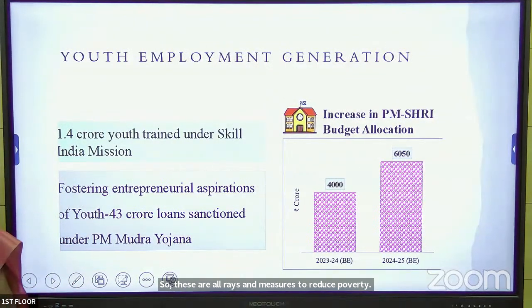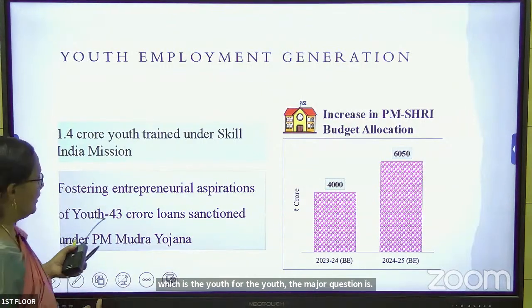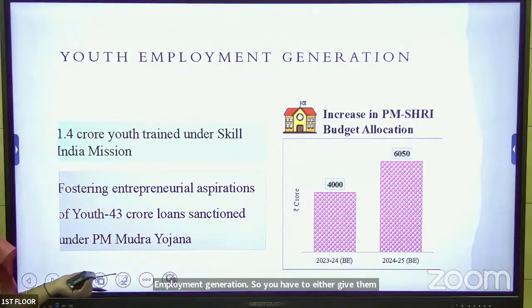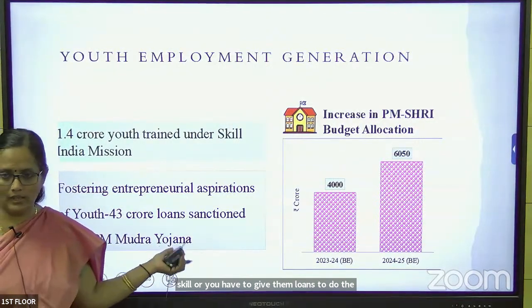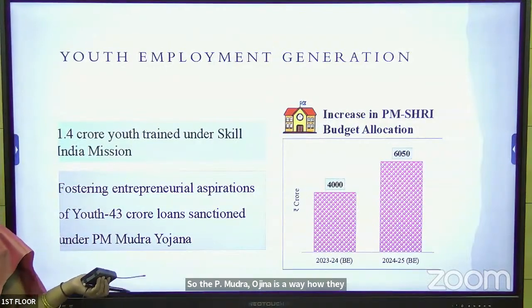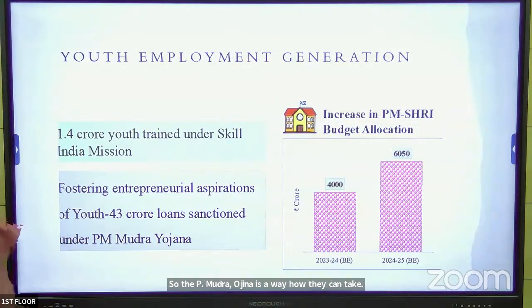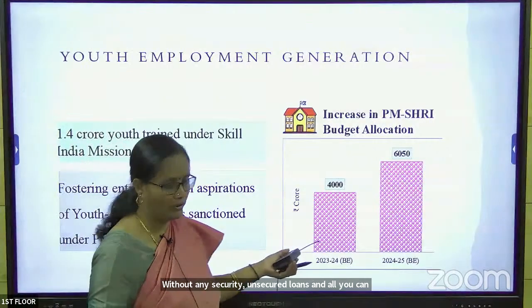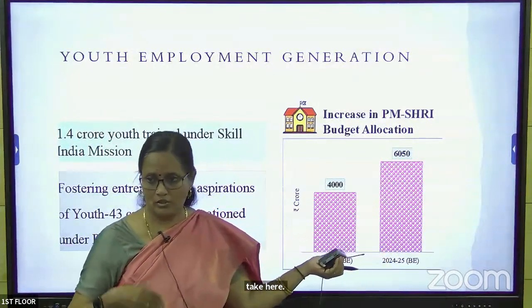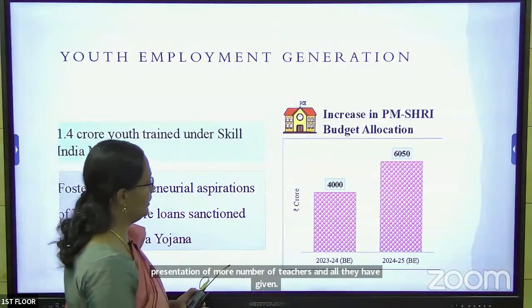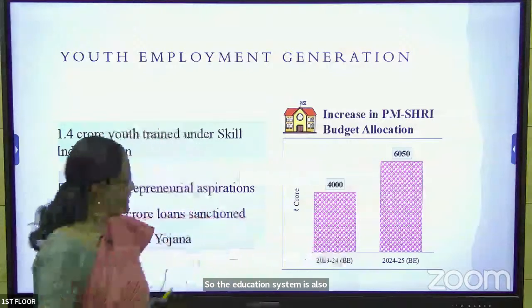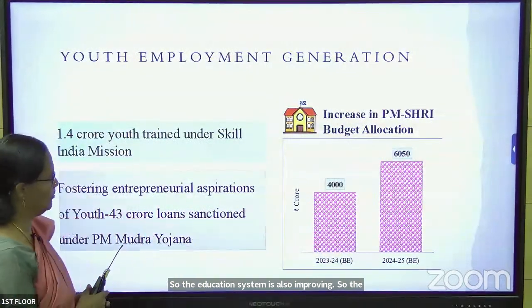The second thing is Yuva, which is the youth. For the youth, the major question is employment generation. So you have to either give them skill or give them loans to do entrepreneurial activity. The PM Mudra Yojana is a way how they can take unsecured loans without any security. And this is basically for the schools, and more teachers and all they have given. So the education system is also improving. So the evidence is shown in terms of the crores of money.